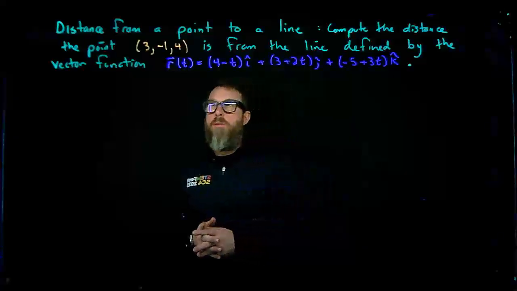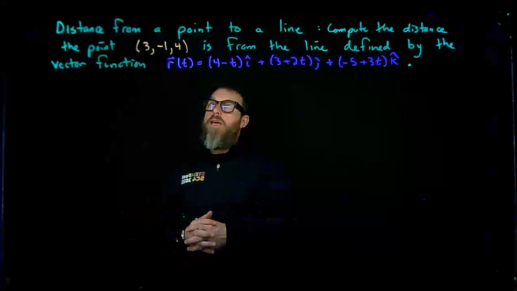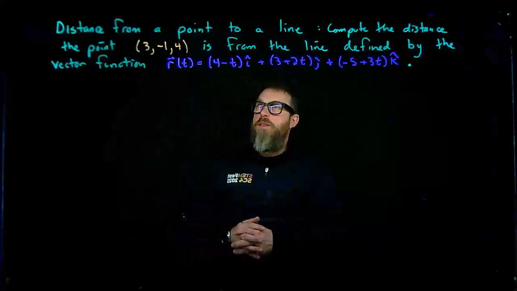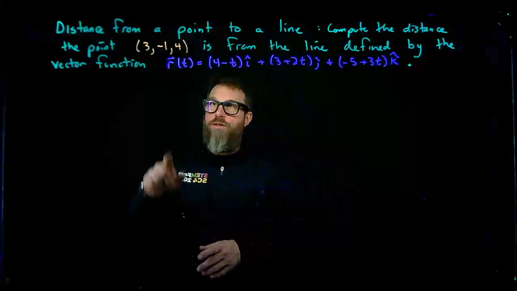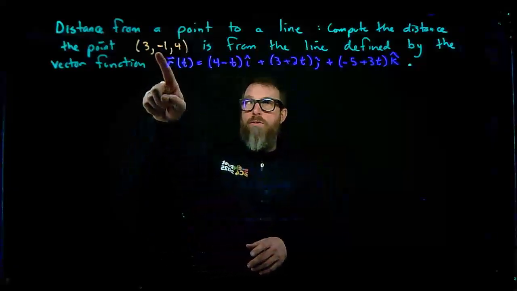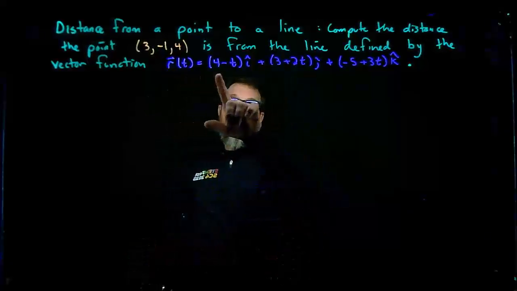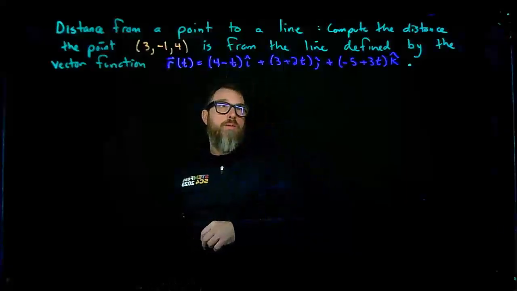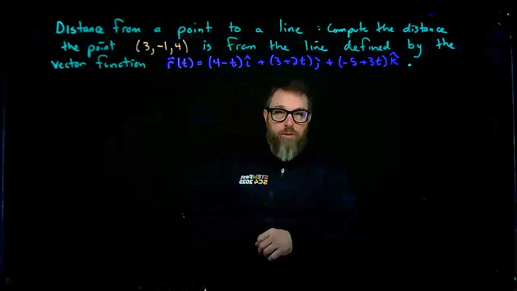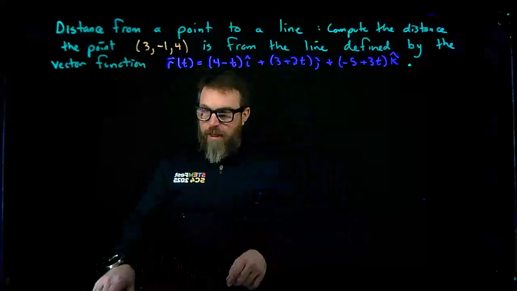I'm Professor Van Hamlin. I'm going to cover a really interesting geometric problem in a Calc 3 class, and this is going to be the distance from a point to a line. So I want to find the distance from this point (3, -1, 4) to the line defined by this vector valued function r(t), which is (4 - t)i + (3 + 2t)j + (-5 + 3t)k. Now, let's look at this again, like I said, geometrically.